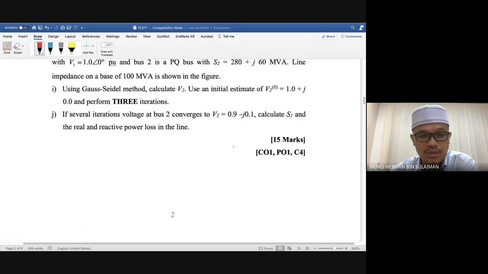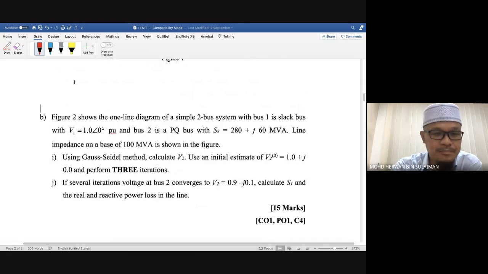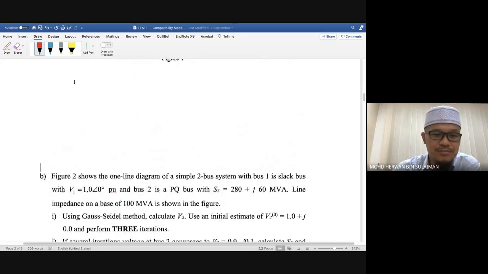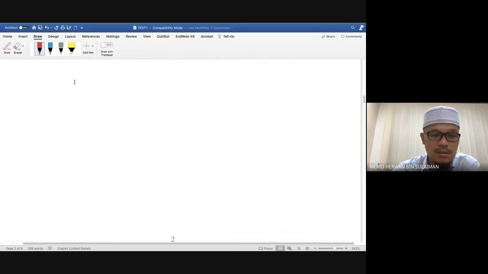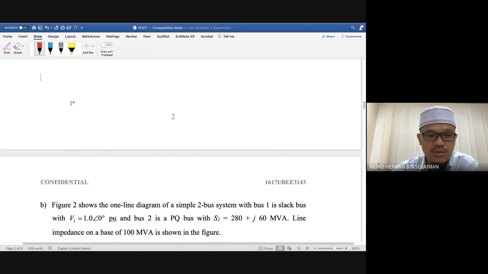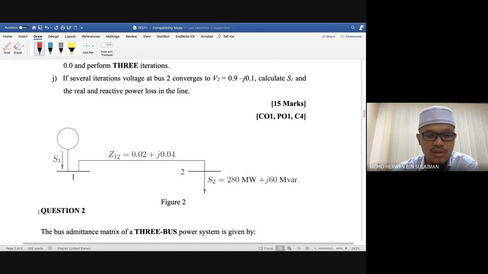Okay, let's take a look at this question. Boleh lah, yang tu buat sendiri. Tak discuss satu. So let's take a look at this question. Okay, ni contoh soalan.